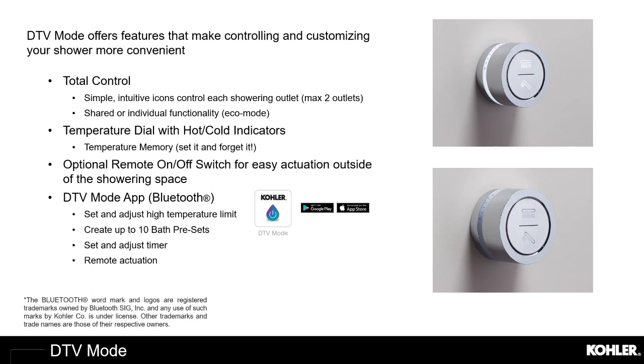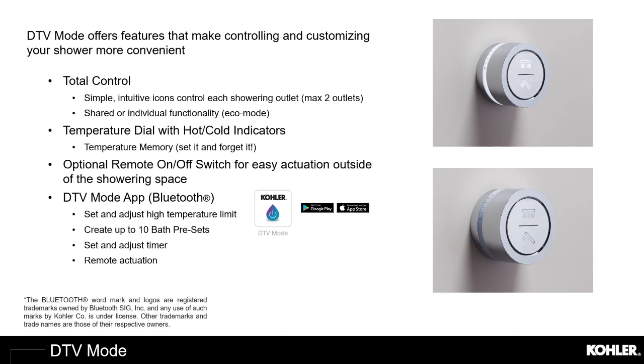Now, there is that optional on-off power switch that goes outside the shower. That gives you the flexibility to turn on that shower before you ever get in. This is a manual operated control. So one of these inside the shower, if you have a second interface, that optional on-off power button will be outside the shower. If you're looking for a little additional technology, we also do offer a DTV mode app.